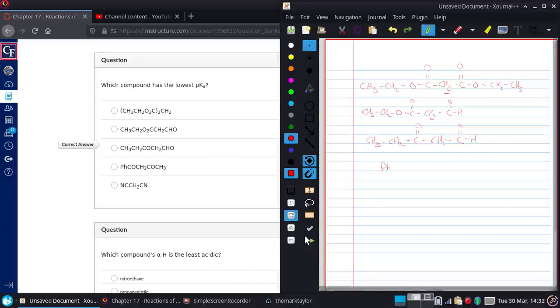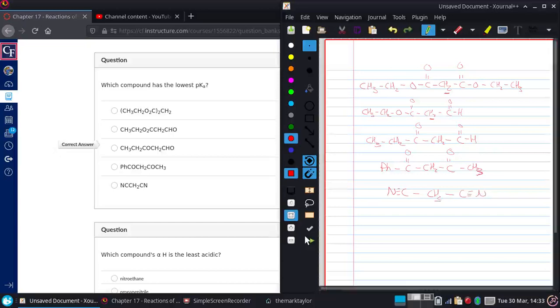Then a benzene and a carbonyl, CH2, carbonyl, CH3, and last one, a nitrile to a CH2 to a nitrile.